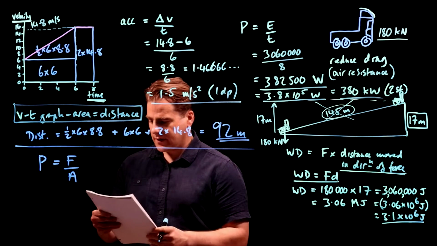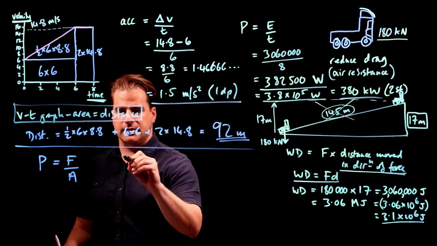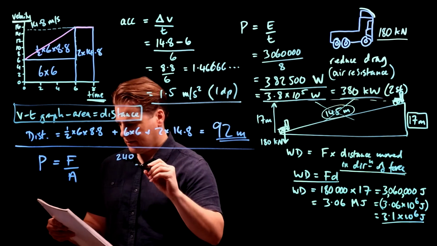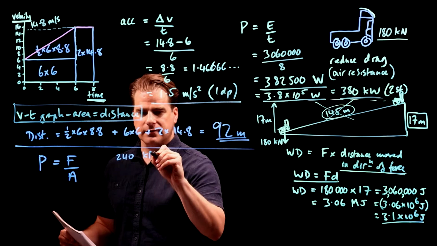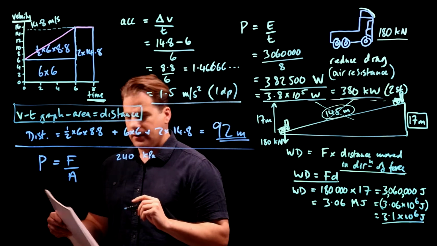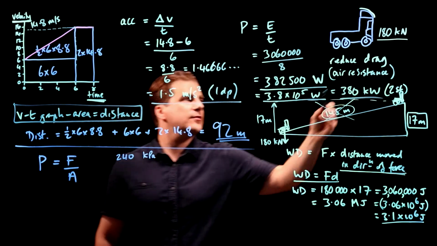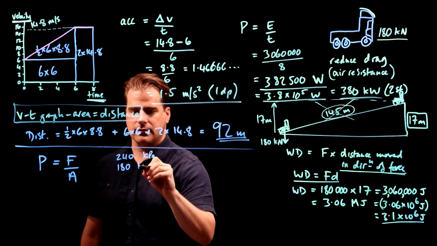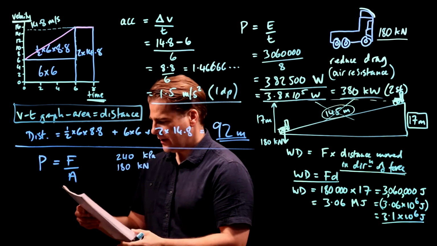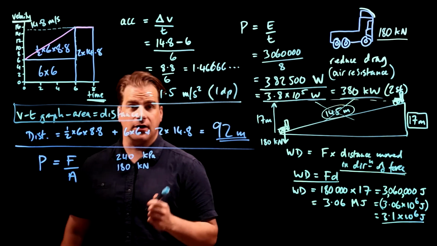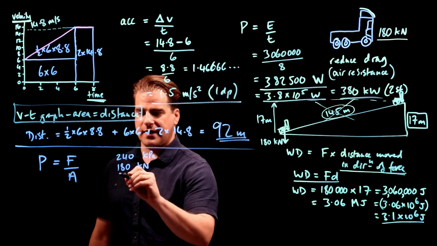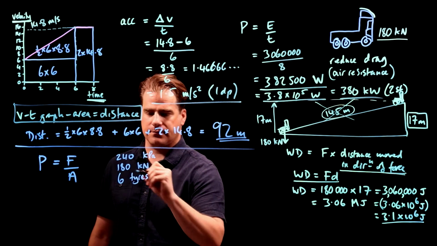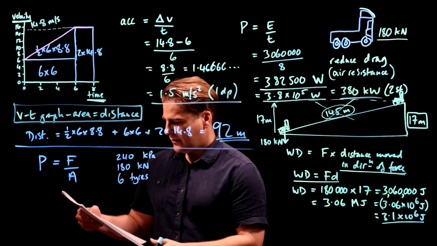Right. The pressure in each tyre is 240 kilopascals. Right. The weight of the lorry is 180 kilonewtons. Right. Calculate the area of each tyre in contact with the road. And we're told it has 6 wheels or 6 tyres.